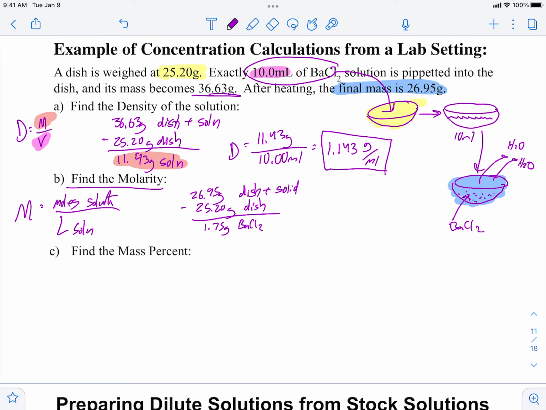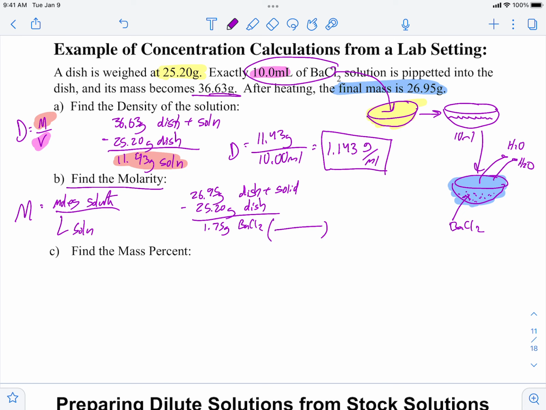We're almost there. What do I do next? Hannah, what do I do next? Or what's one thing I can do to find the moles, right? To get here. Yeah, let's turn our grams into moles, right? We have the grams now.